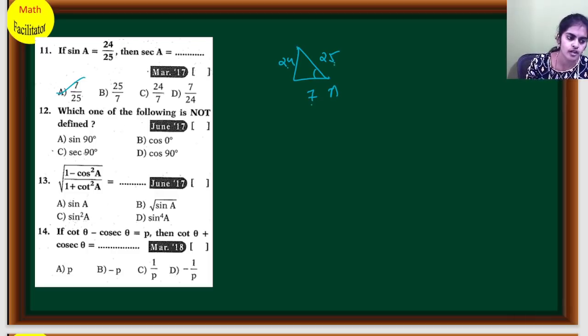Which of the following is not defined? Sine 90, secant 90, cos 0. So secant 90 is not defined. Sine 90, cos 0, all these are defined.